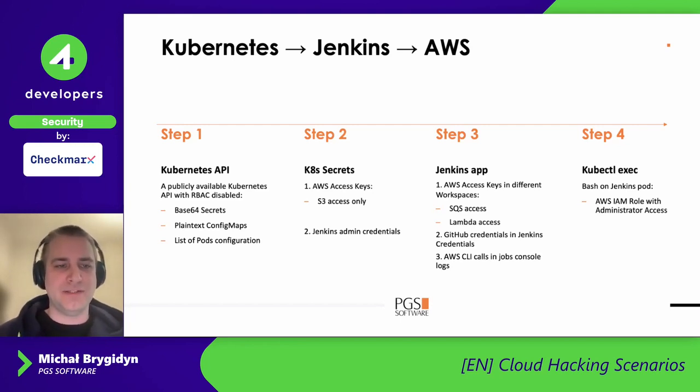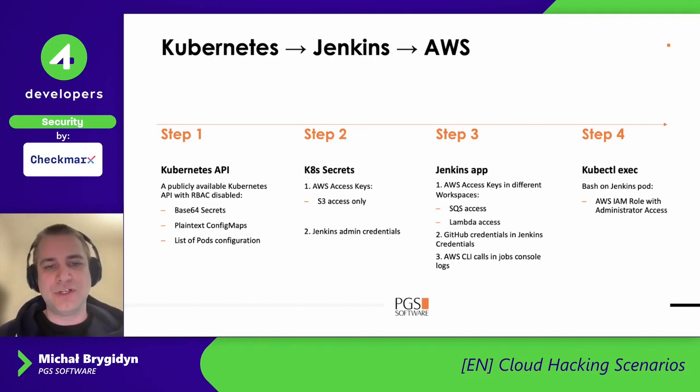So let's start with Kubernetes. I found a Kubernetes API that was publicly exposed, and RBAC was disabled. So I was able to extract secrets, config maps, and pods configuration from that Kubernetes. From secrets, all are base64 encoded just for an easier way to store different variables. It's not like full encryption, so you can easily decrypt base64 variables.